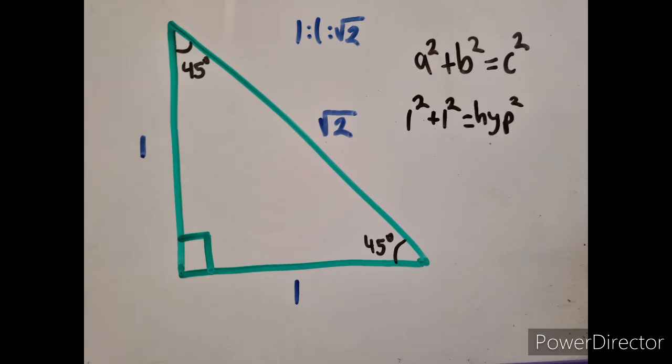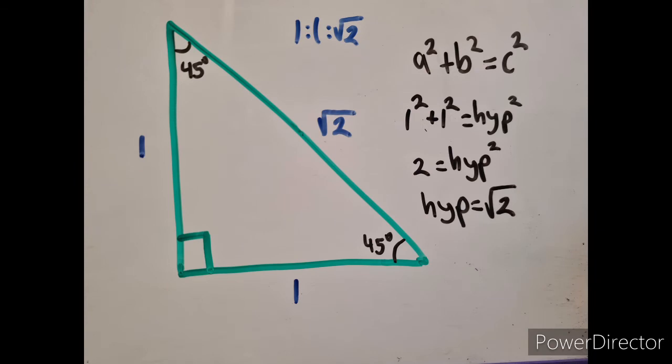In this equation, the A is 1, the B is 1, and the C is the hypotenuse. So we'll just write hypotenuse. So 1 squared plus 1 squared is equal to hypotenuse squared, and 1 squared plus 1 squared is equal to 2. So 2 equals hypotenuse squared. And if you do the square root of both sides, you would get the hypotenuse is equal to the square root of 2.